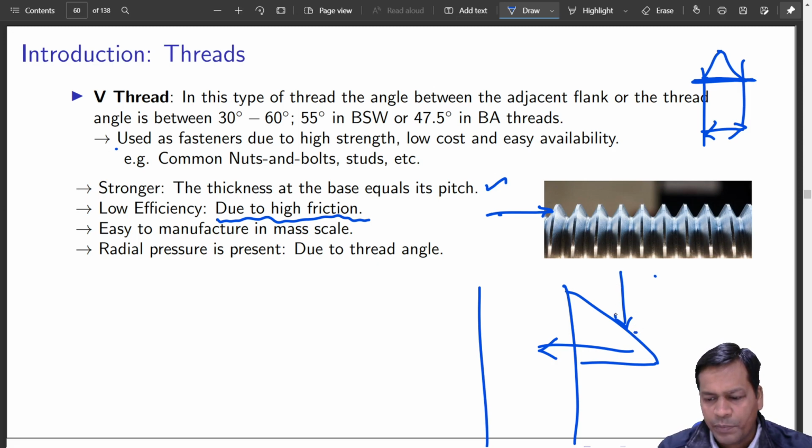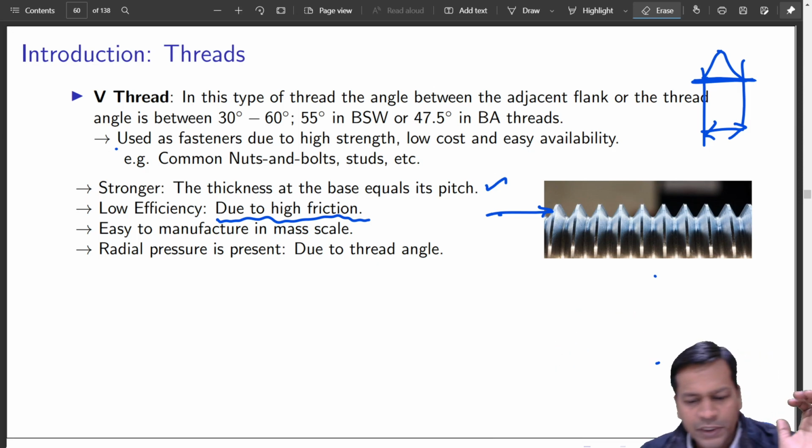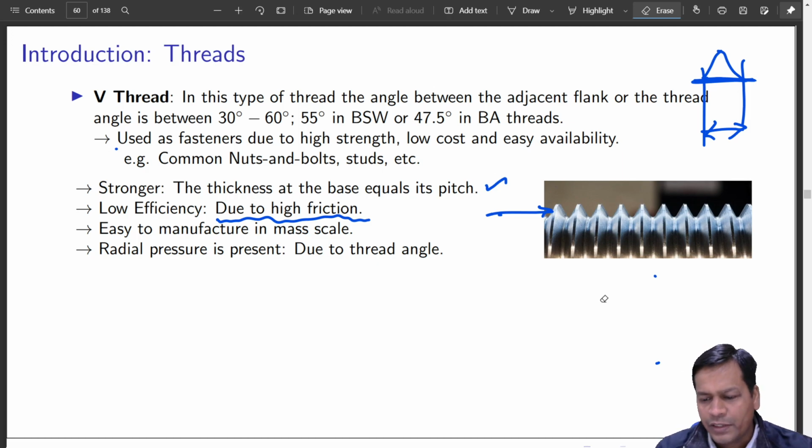Okay, this load will be supported on this surface by an inclined thing, and that is the reason why it is creating this compressive stress on that. So that is something which we don't want, but it is present. And yes, radial pressure is present due to thread angle. If this angle is straight, that will not be there.